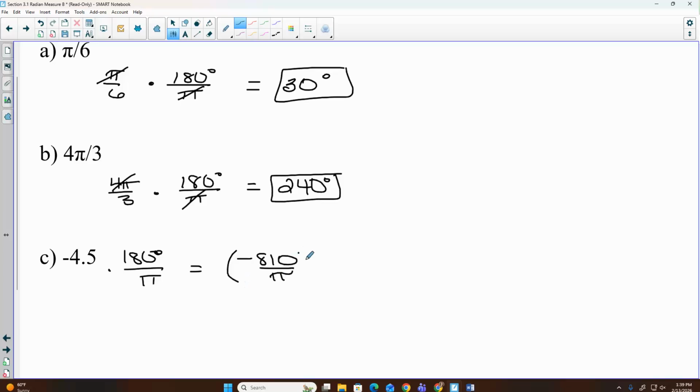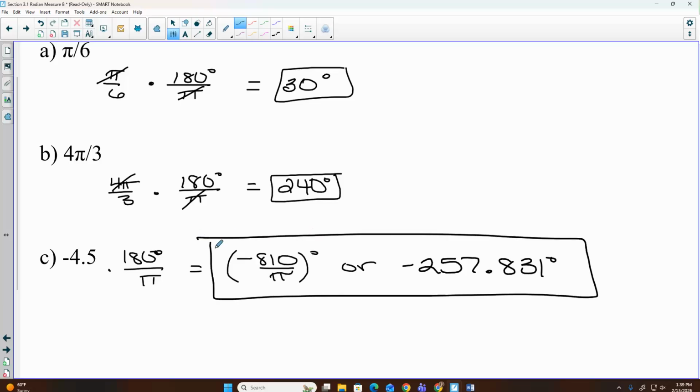So you could say negative 810 over pi degrees. Or if you did choose to go ahead and divide out the pi, it's like negative 257.831 degrees. So you could write it either way. So the pi doesn't have to cancel out. Are there any questions about going between degrees and radians? Okay.